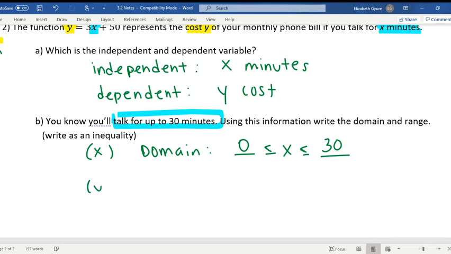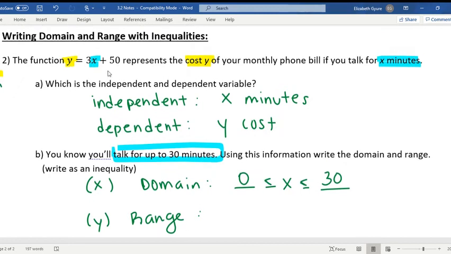But now for our range, that's y. This part's a little trickier. Because range is y, that's our cost. And we weren't told what our cost is. But if we're not told what our cost is, could we figure it out? Sure, we have an equation. We could figure it out using our equation, 3x plus 50. This is kind of like some of those problems we did in chapter 1 where it's like $3 per minute plus like a $50 fee. That's kind of like what these are.